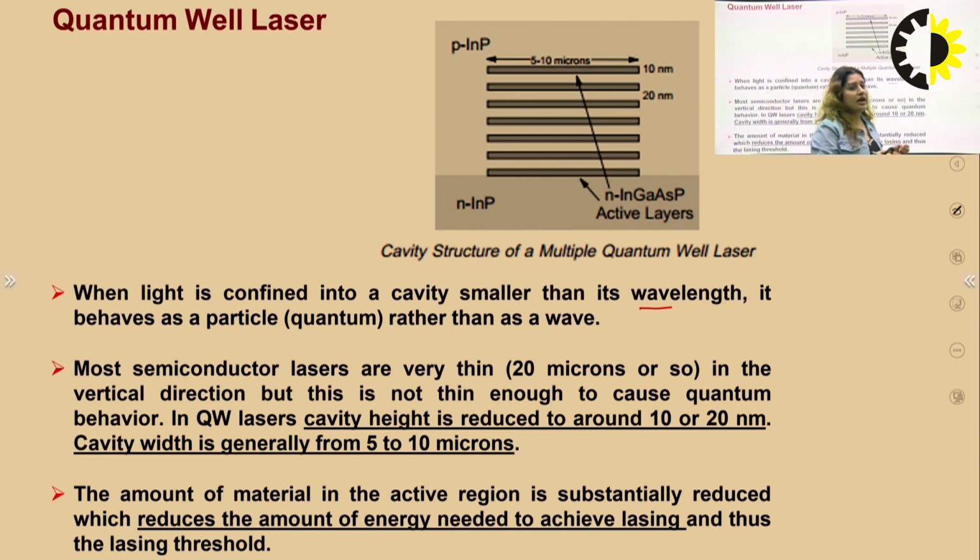So most semiconductor lasers are very thin, around 20 microns or so, in this vertical direction, but this is not thin enough to cause quantum behavior. In a quantum well laser, the confinement factor is much higher as compared to the earlier lasers, because it has a well type of structure. The light will be confined in the wells and they will produce much higher light as compared to the basic semiconductor injection laser.